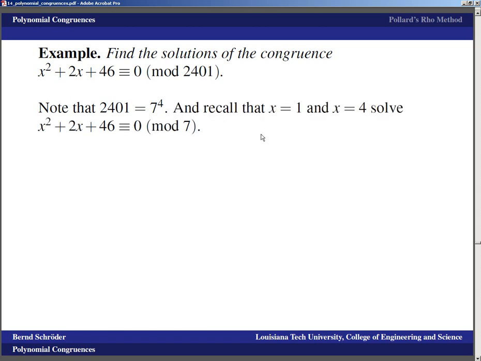Now recall from the prior example that x equals 1 and x equals 4 solve x squared plus 2x plus 46 equivalent to 0 modulo 7.